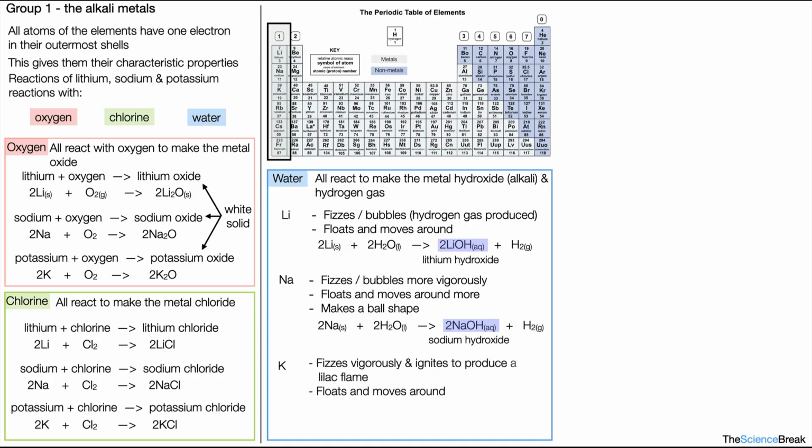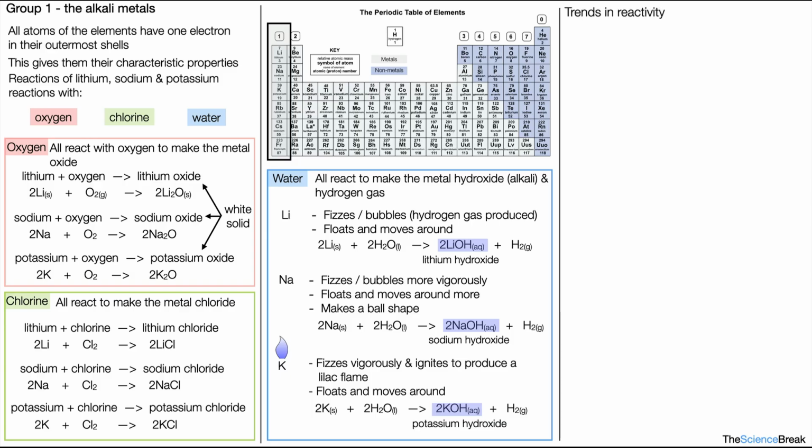This is the most violent reaction of all, or the most vigorous reaction of all. It actually ignites to produce a lilac flame. It floats and moves around the water as well, and as we said, it catches fire to burn with a lilac flame. There's the balanced formula equation of the reaction of potassium with water, and our alkali is potassium hydroxide.